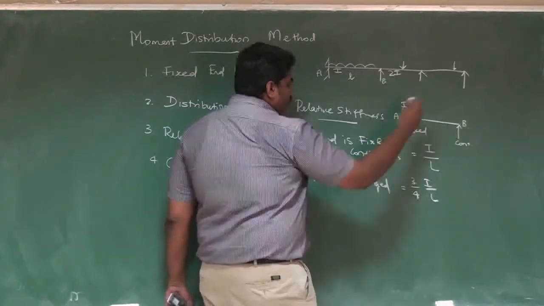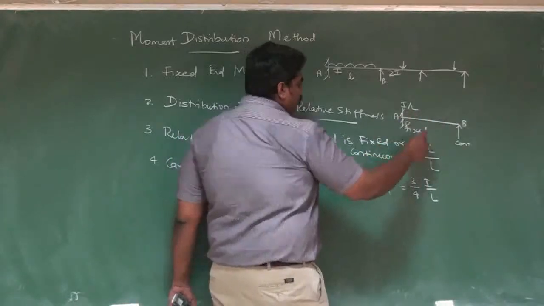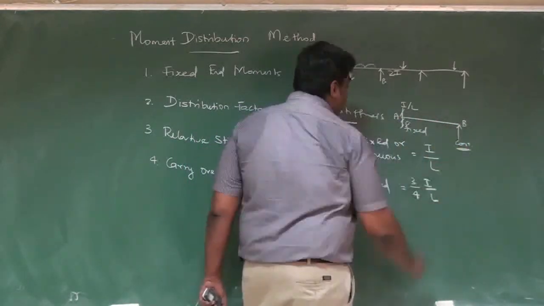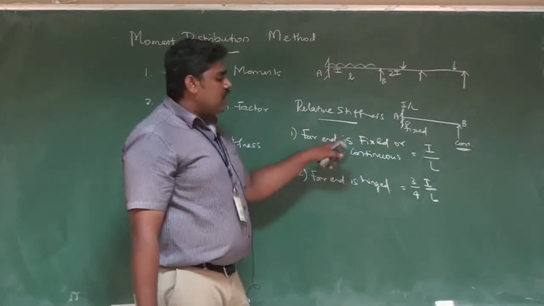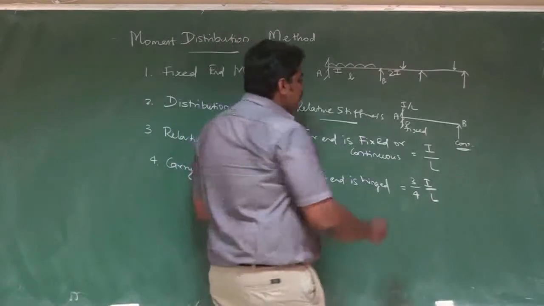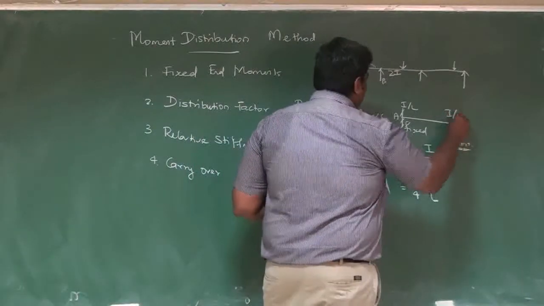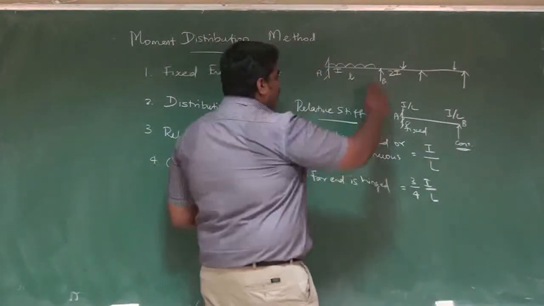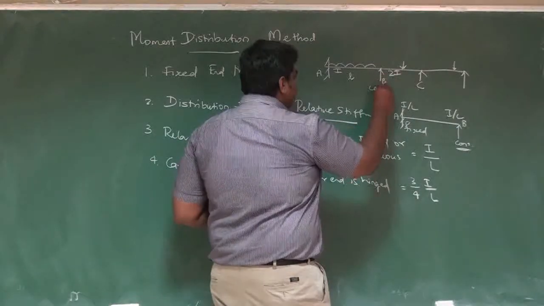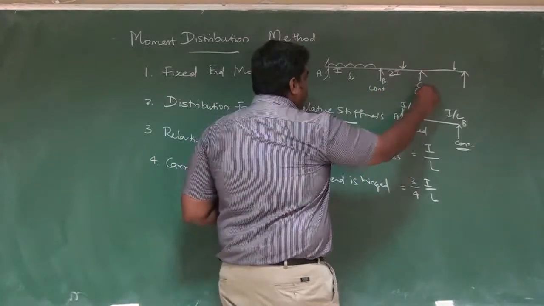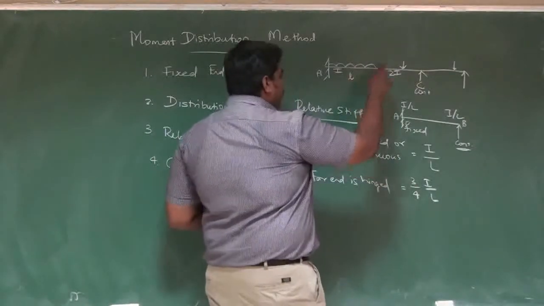And when you look at B towards A, from A, it will be continuous. Here you have to mention it is not a simply supported end, it is an end which is continuous, right? So for continuous ends, the formula is I by L. So I by L, I by L. Likewise, the same thing will happen for BC, because this is continuous, this is continuous. So continuous, continuous, it will be I by L, I by L.